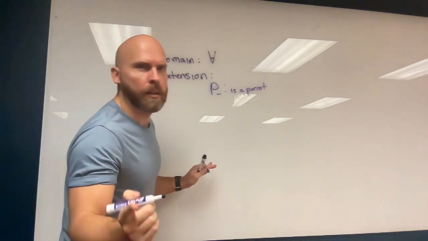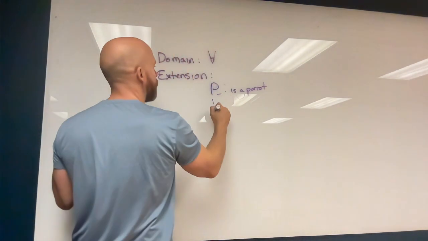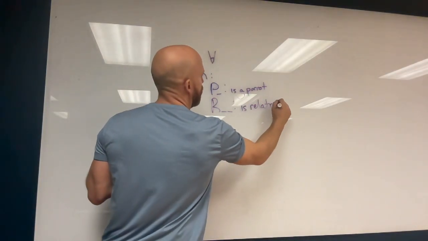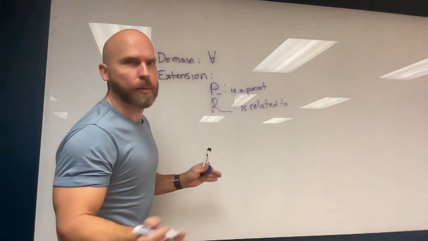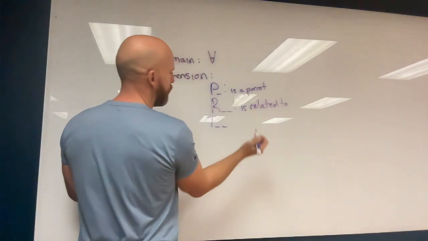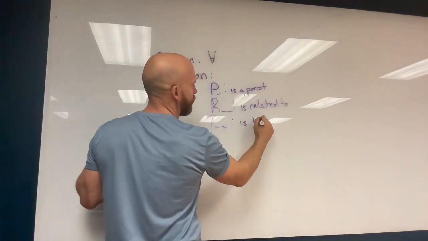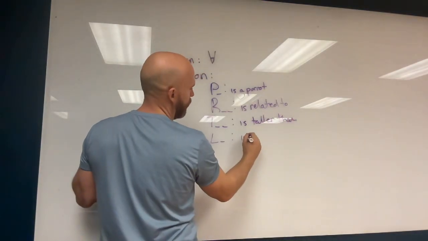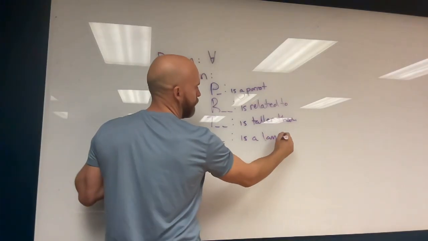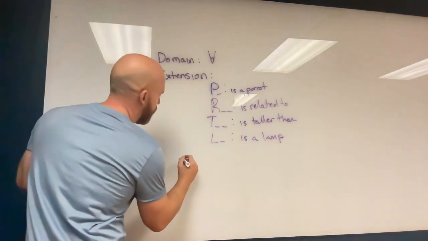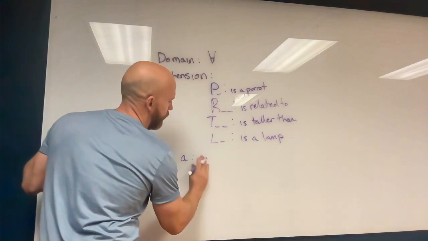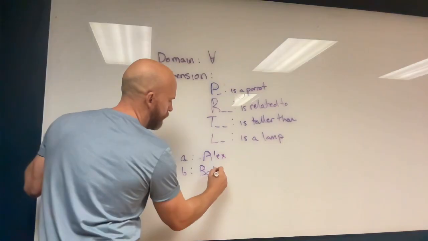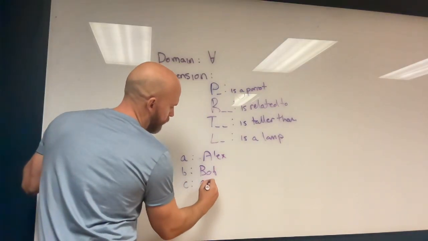We also have R, arity of 2. This just means is related. And we also have T, arity of 2, is taller than. And then the last, I believe, is a lamp. So there's our extent of individuals. We have A, this is for Alex, lowercase a, lowercase b, Bob, and then lowercase c, that's Charles.